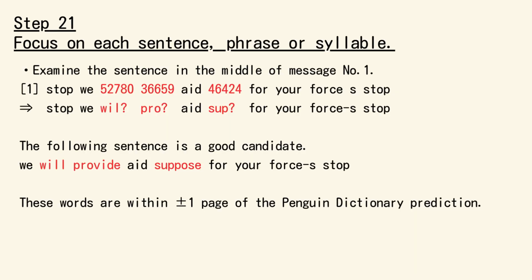Step 21. Focus on each sentence, phrase or syllable. Examine the sentence in the middle of message number 1. The following sentence is a good candidate. "We will provide aid support for your forces, stop." These words are within plus or minus 1 page of the Penguin Dictionary prediction.